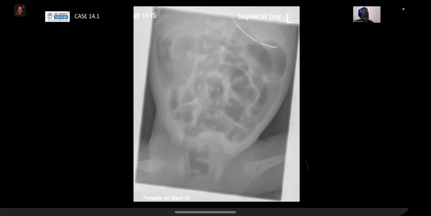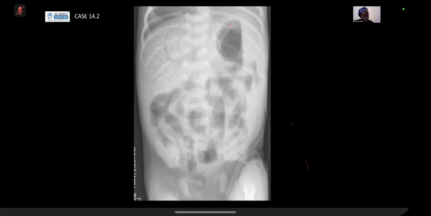Okay, perfect. And then we're going to move on. So this is a different patient who's presenting acutely unwell on the neonatal unit. So has an abdominal radiograph. What do you see here?